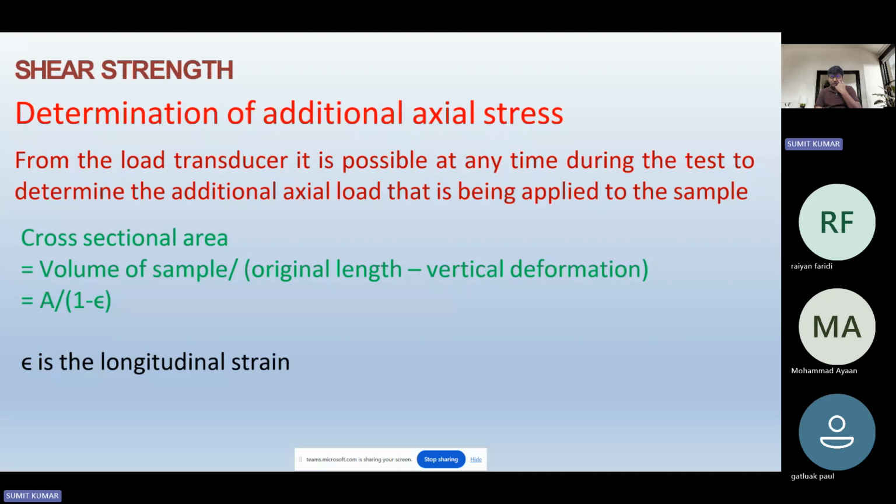Now see how we do this. The determination of additional axial stresses becomes important while performing the triaxial test. In that case, you can see over here we calculate the cross-sectional area equal to volume divided by the original length minus the vertical deformation, which is also written as A actual equals A theoretical divided by 1 minus delta L by L. This delta L by L is the change in length divided by the original length, and this epsilon 1 is also called the longitudinal strain, because it is the change in length in the longitudinal direction relative to the total length in that direction of the soil sample.